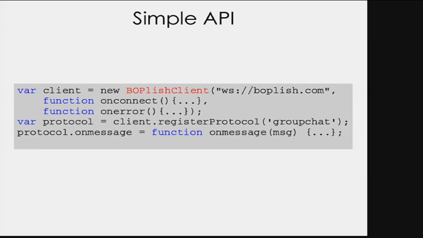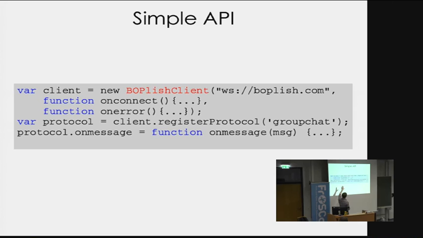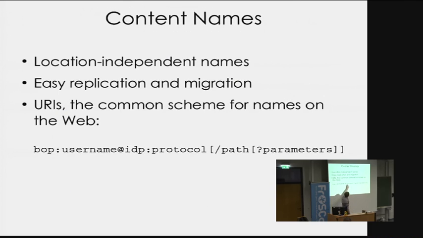This is a simple Boblish client in the peer-to-peer network. As a user, you fetch the JavaScript which contains this code, and as a developer you instantiate a Boblish client, saying, what is the signaling server? This is a WebSocket signaling server. When you're connected to the peer-to-peer network, which means you've got an ID and you are part of the Chord ring and all that stuff, then the onConnect method is called, and you can do whatever you like once you are connected to a peer-to-peer network. What you can do then is, I said, we have this protocol here.